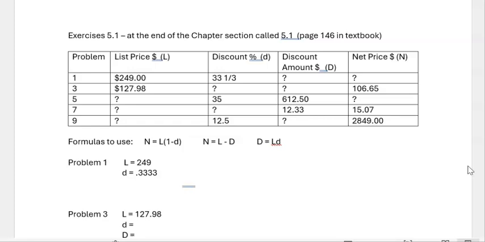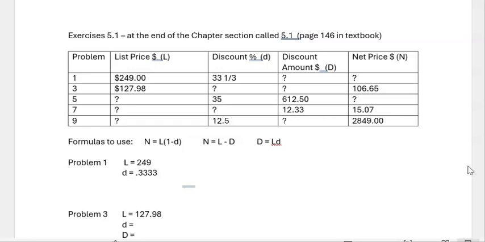So if we need to solve for the discount amount, then it's going to be D equals your list price minus the net price. Okay. And then if we need to figure out what the discount amount is, we know again by multiplying out the first equation, N equals L times, in brackets, 1 minus the little d: if we multiply L times little d, list price multiplied by the discount percentage, that gives you the discount amount. Okay, so let's give it a try.